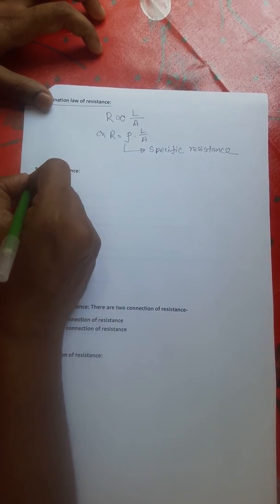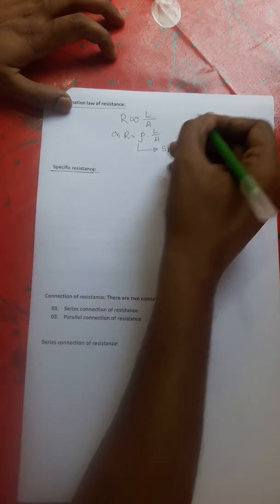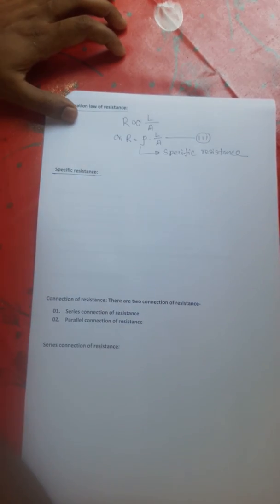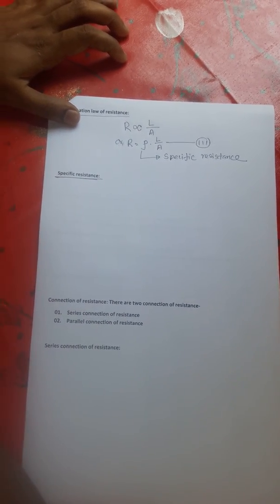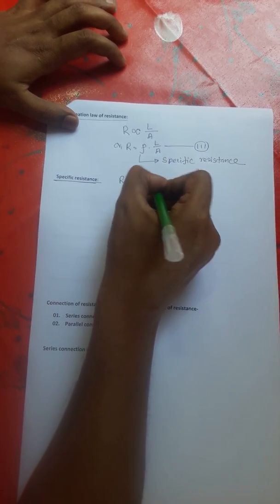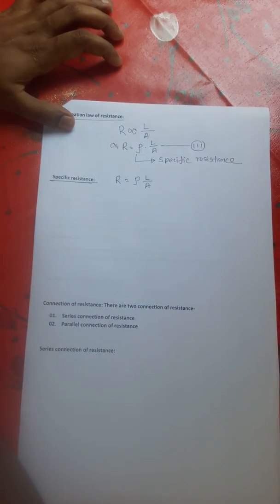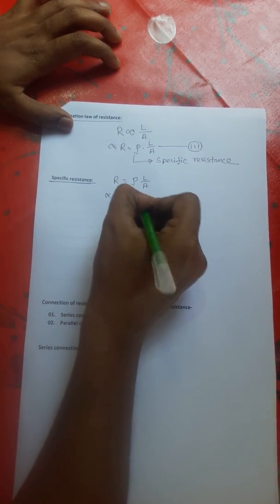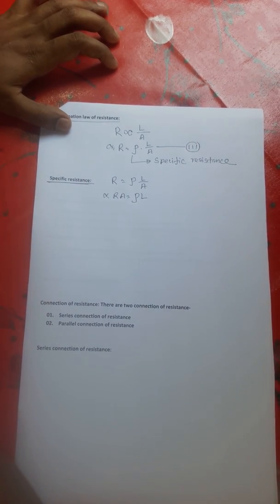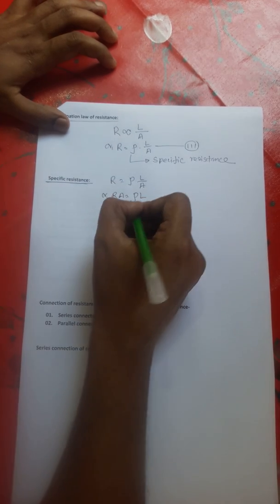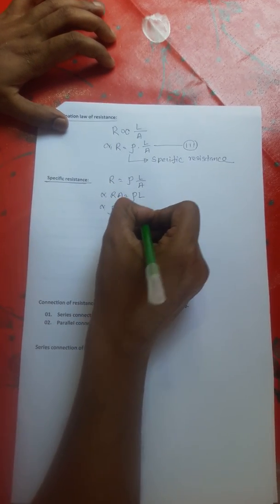Now I'm going to discuss specific resistance. If I say that this is equation number 3, so from equation number 3 I can say R equal to rho into L divided by A. So R into A will equal rho into L. Now rho will equal what? Rho will equal RA divided by L.